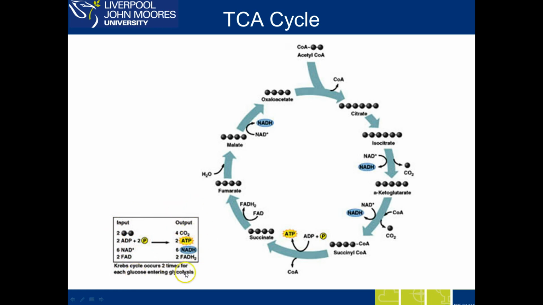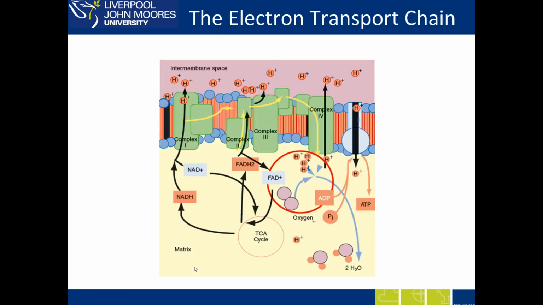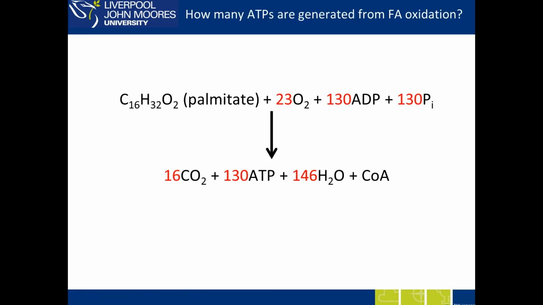And it's these outputs that are important in fueling the electron transport chain, which is a series of reactions which occurs through complex 1, complex 2, complex 3, complex 4, and complex 5, which is also known as ATP synthase, and it's the reactions, particularly through complex 5, that allow us to generate ATP, and generate, in terms of fat metabolism, a huge amount of ATP.